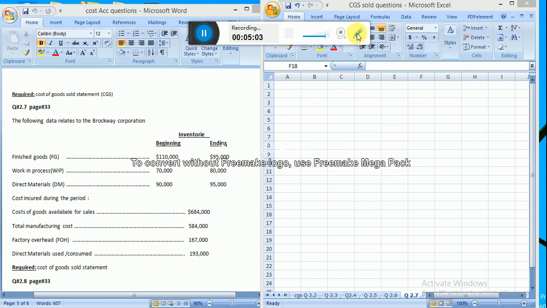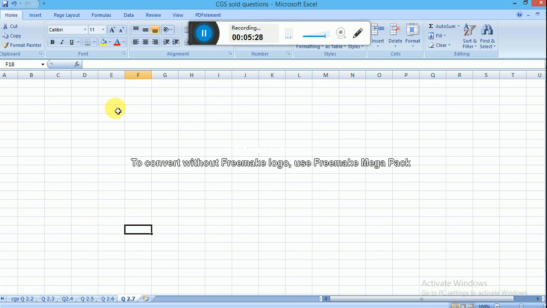First of all, study and read the question carefully, and after that start. Okay, so we will start from the name of the company, and the name of the company is Brockway Corporation. Brockway in capital letters, we will write Brockway Corporation.